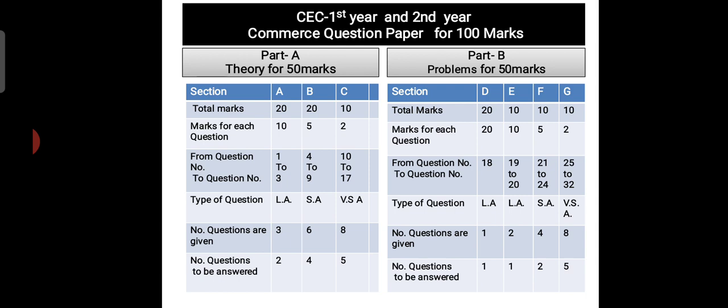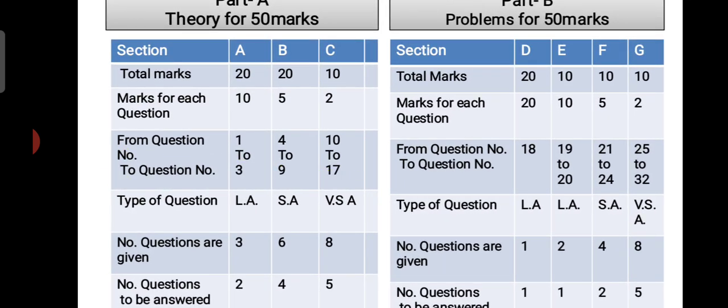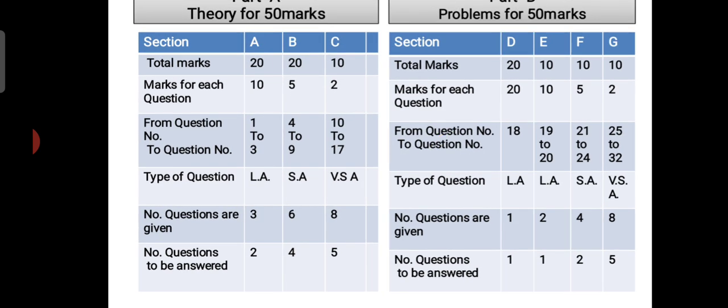See here students, this analysis is useful for CEC first year as well as second year students. In part A, how the questions are allotted, how the marks will be allotted, we can observe. See, in part A, this is the theory part, and questions will be given from the commerce subject. In this part A, there are three sections: section A, section B, section C. For section A, 20 marks will be allotted. For section B, 20 marks will be allotted. For section C, 10 marks will be allotted. A total of 50 marks is allotted for part A.